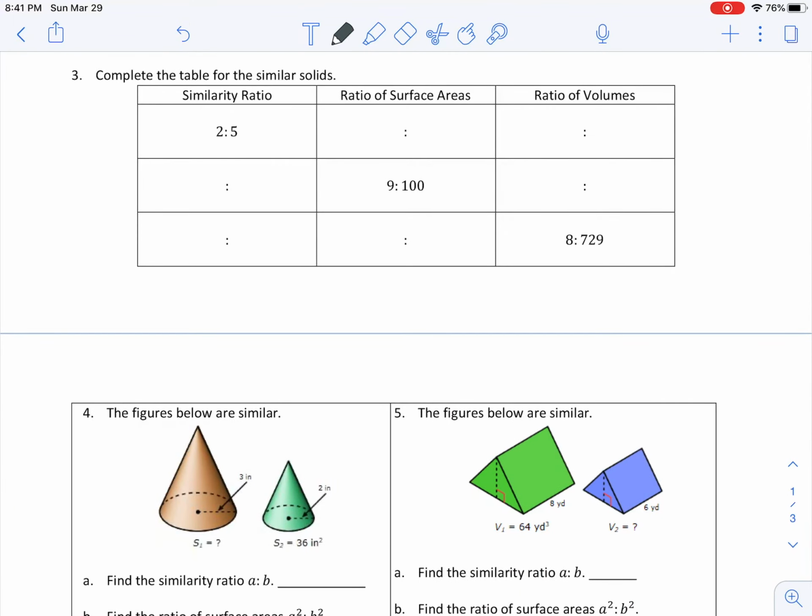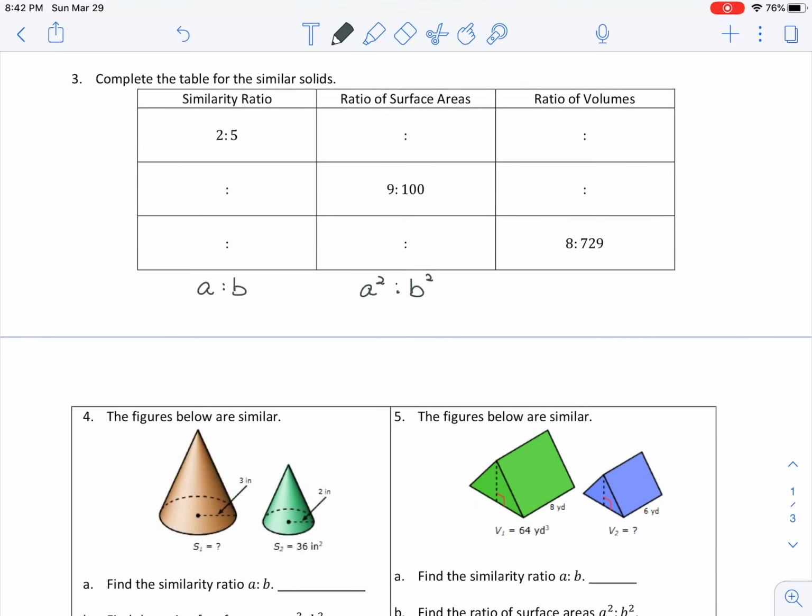What it means is we don't have to be given shapes at all, and we can find a bunch of ratios. Because again, the similarity ratio is always like home base. It's the A to B. If you take those two numbers and square them, you'll have your ratio of the surface areas, which means for this first one, I would be thinking 2 squared and 5 squared, which is just 4 to 25.